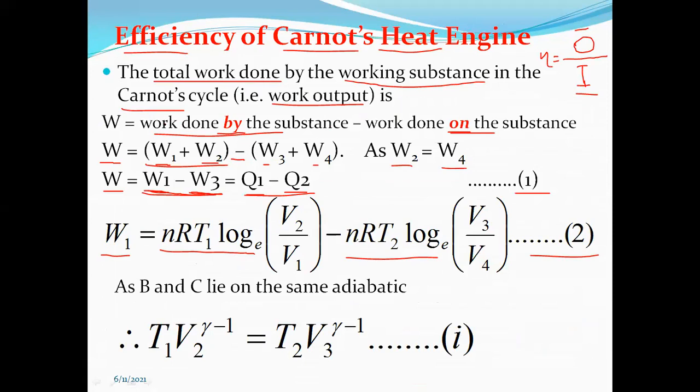Difference of work done by the substance and work done on the substance. If we take the difference only, then and only then can we calculate W, the work done. If I had written it as V4 upon V3, then it would be the sum of these two. To retain the mathematical operation of work done by the substance minus work done on the substance, I have to rewrite or modify W3 in such a way that this minus sign is there.